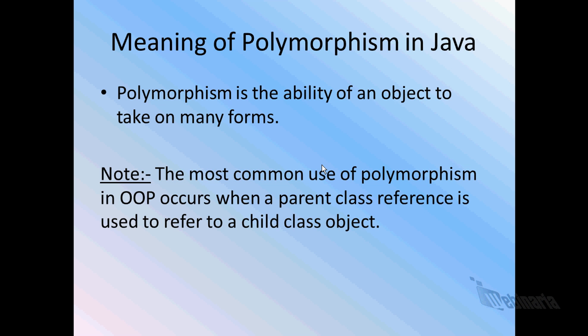The most common use of polymorphism in object-oriented programming is when a parent class reference is used to refer to a child class object. We already know inheritance, where one class inherits the properties and methods of another class. The class which inherits the properties and methods is called a child class, and the class which allows the other class to use its properties and methods is called a parent class. So here the parent class reference is used to refer to its child class object. We are going to see this example later in this video.